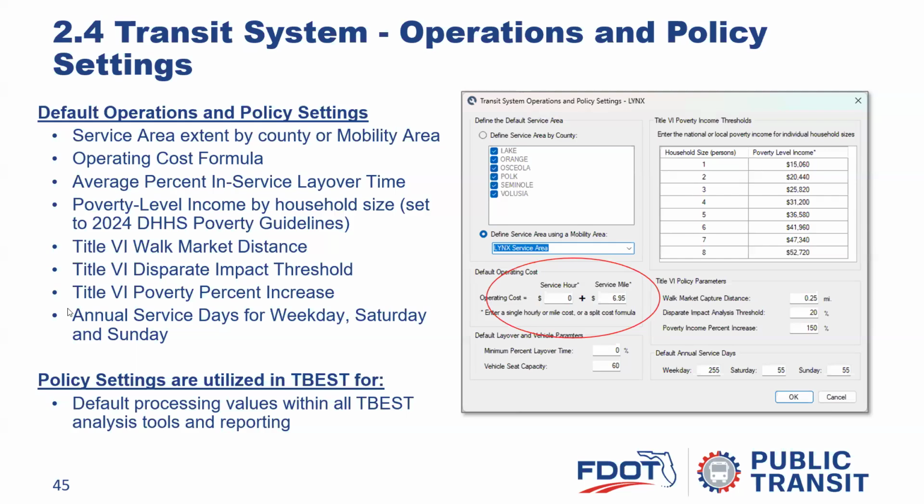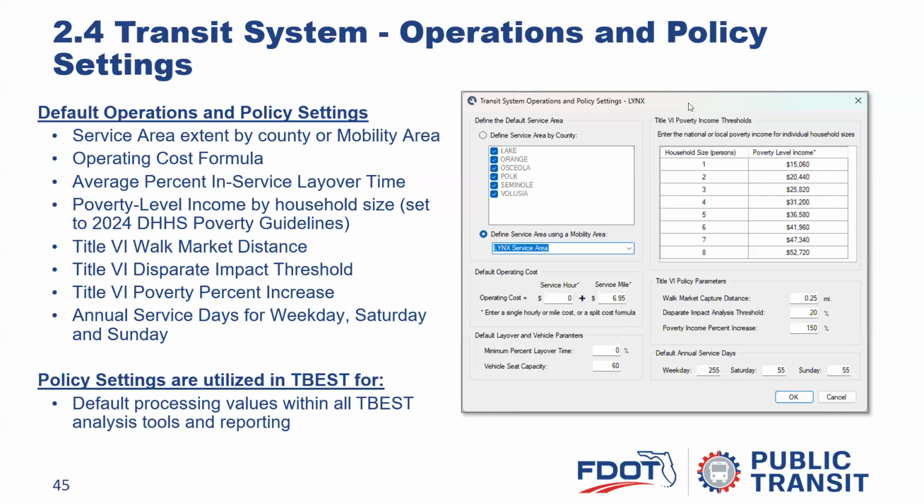Okay. A few other policy settings are the default layover and vehicle parameters. Minimum percent layover time, 0%. In this case, vehicle seat capacity of 60. So if you're creating a new route, it will automatically create a new route with 60 seats. You can change that here. If your fleet is all 55 seats, then you can change it here, and the next time you create a route, it would be 55.